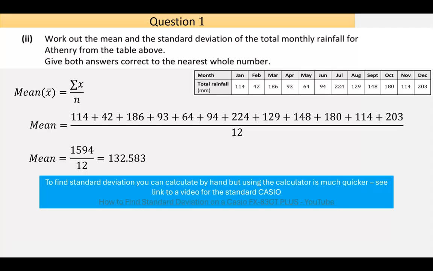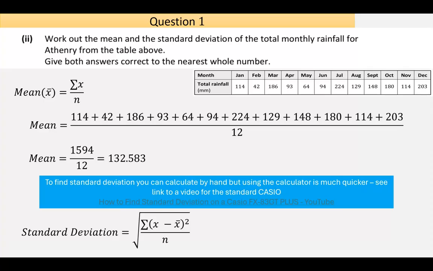There's a video link there for the classic model of Casio, but you may have a different model calculator. Put that model into YouTube and standard deviation, and hopefully you'll get a video that will work. And if you don't find a video, maybe you can make the video yourself and put it up there. So it'll be useful for those who have a non-standard calculator.